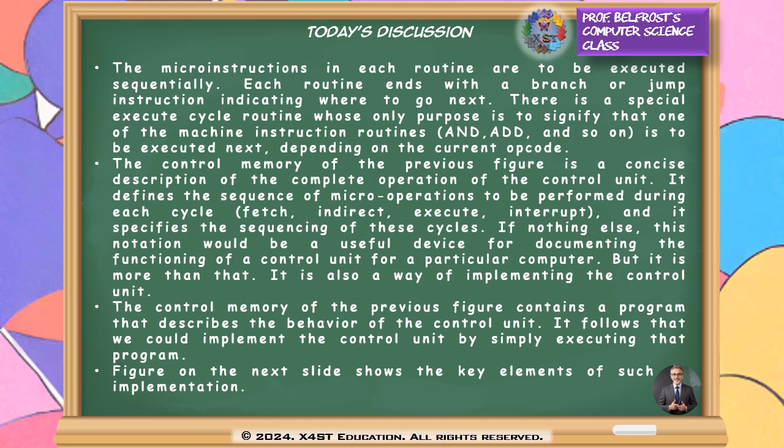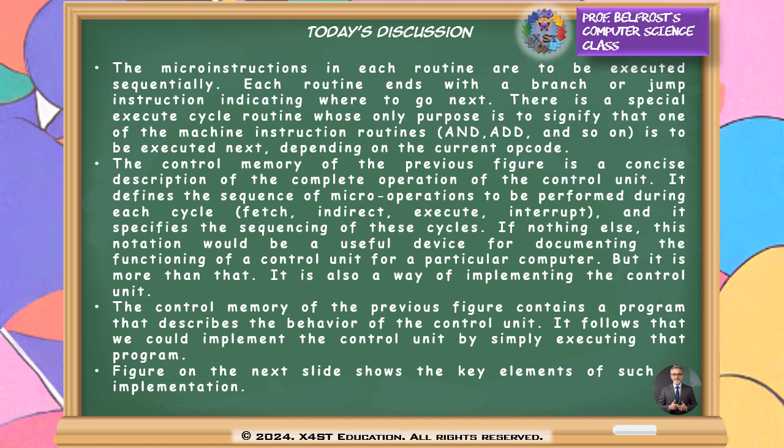The control memory of the previous figure, which was on the previous slide, is a concise description of the complete operation of the control unit, which defines the sequence of microoperations to be performed during each cycle. If nothing else, this notation would be a useful device for documenting the functioning of a control unit for a particular computer, and also a way of implementing the control unit. The control memory, also shown in the previous figure, contains a program that describes the behavior of the control unit, and it could implement the control unit by simply executing the program.